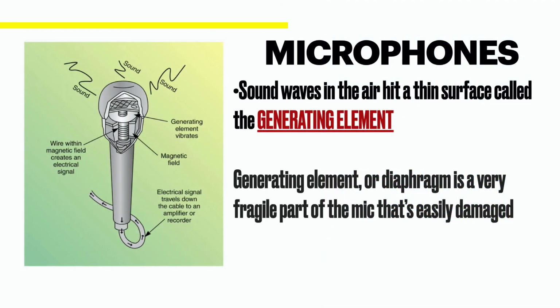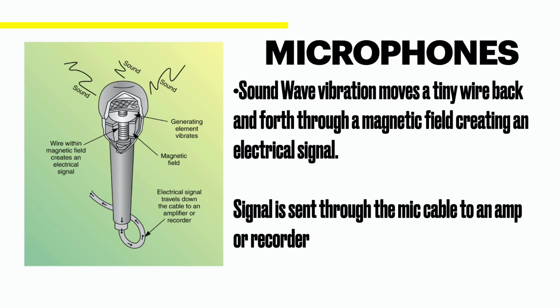Microphones. Sound waves in the air hit a thin surface called the generating element within the microphone. And the generating element is a diaphragm that's a very fragile part of the mic and that's easily damaged. Now that sound wave vibration moves a tiny wire back and forth through the magnetic field, creating an electric signal. The signal is sent through the mic cable to an amp or recorder.